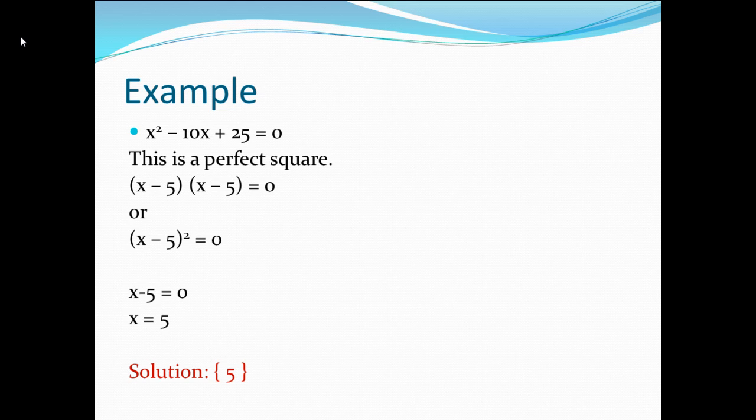So the two binomials that we have are x minus 5 times x minus 5 equal to 0, or x minus 5 quantity squared equal to 0. Since we only have one unique factor, we set that factor, x minus 5, equal to 0. To solve for x, we add 5 to both sides, and x is equal to 5. The solution set for this perfect square is simply 5.